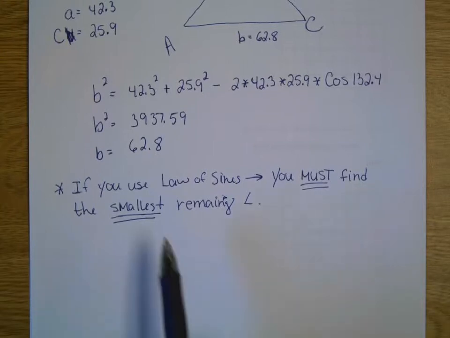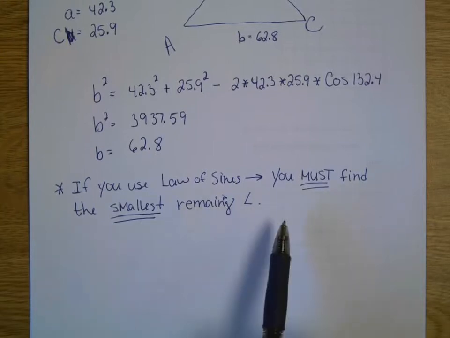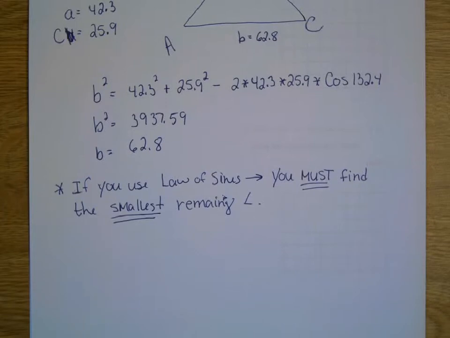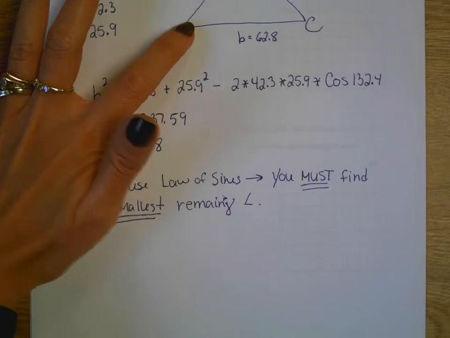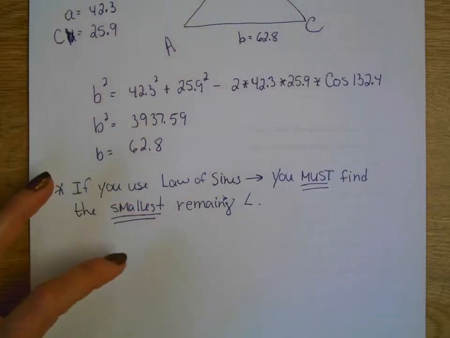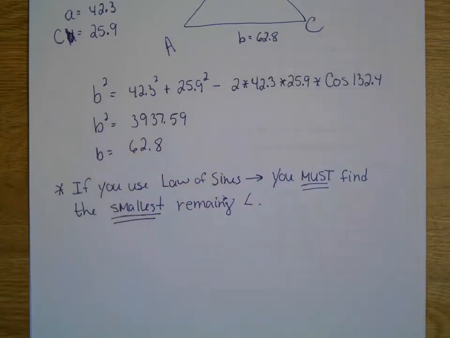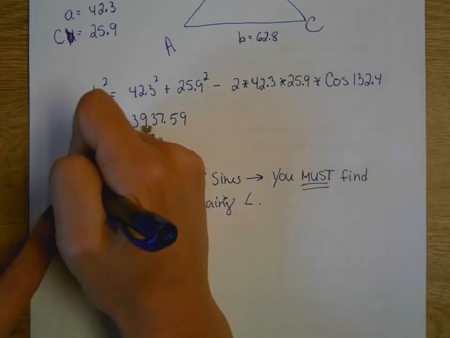Okay. So you must find the smallest remaining angle first. The reason is, when you set up your proportions, the three parts you use might be the angle-side-side situation, which means there's two possible triangles, even though we know there's only one. But remember, when you do law of sines, the inverse sine always gives you the smallest angle, and then you always have to find the bigger one by subtracting from 180. So if we know we're finding an acute angle, we're going to be good to go. If that didn't make any sense, just remember this rule here.